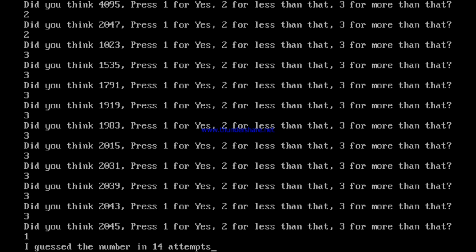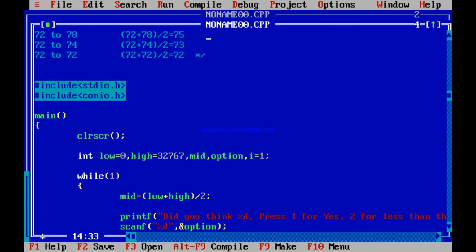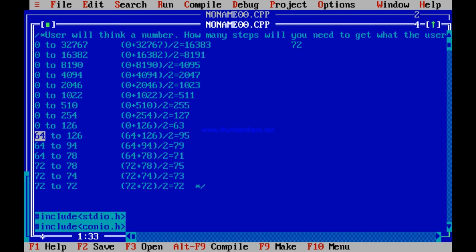But just think, had I done it in my first way, starting from 1, then 2, then 3, then 4, how many guesses would I have needed? 2045, which is a huge number. But here you are reducing the number of steps. So I think you understand this program. We can take a bit of a break and come back. Thank you.